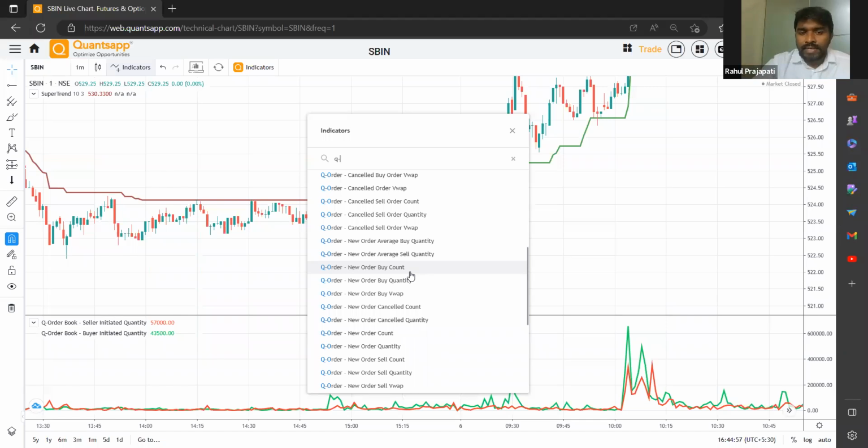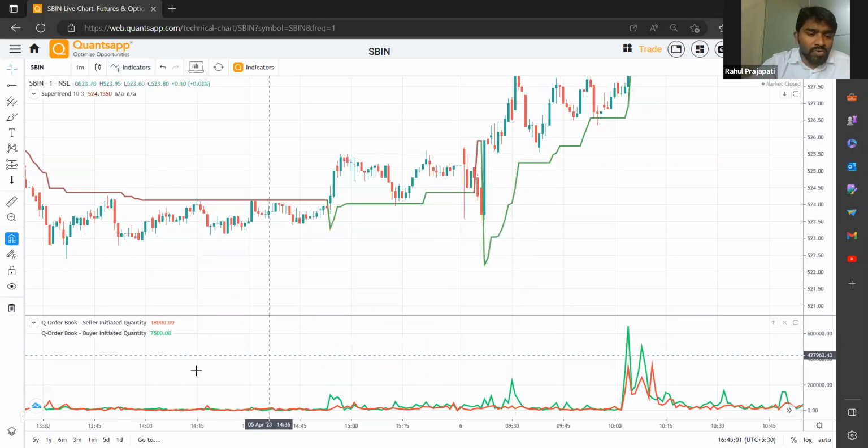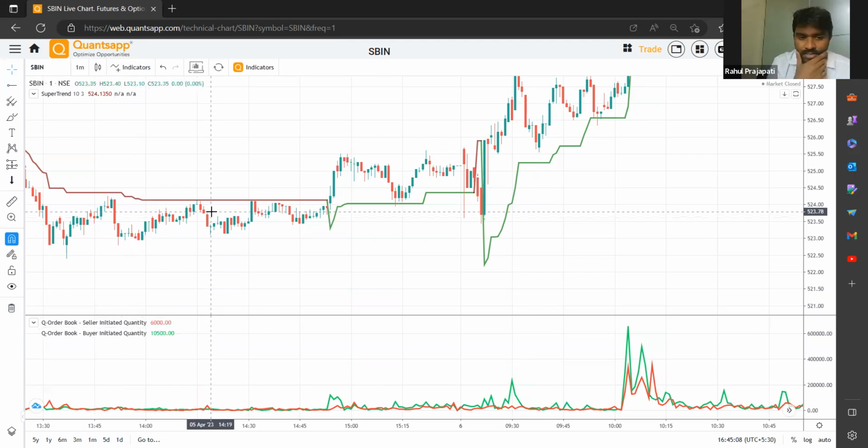Slowly and gradually, you can create a sense of all the indicators. But initially, the ones which are going to give you profit on some trades are these two indicators, buyer and seller initiated. I'll just explain what buyer and seller initiated mean. I've already explained, just a small idea.